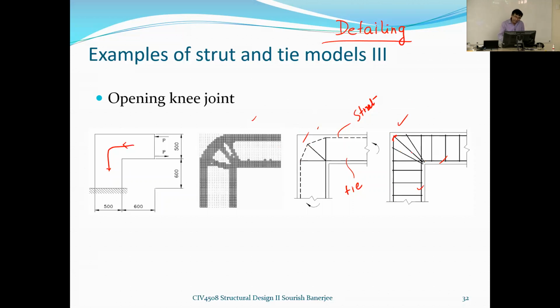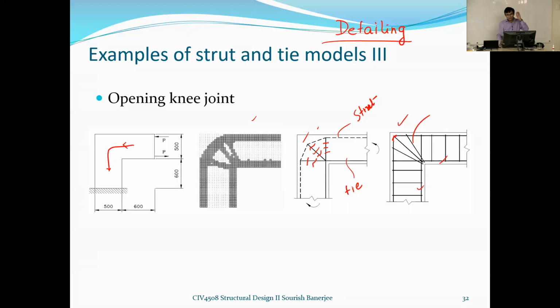And then you have these additional members. What are these additional members? These are additional members corresponding to these ties. Why have you provided them like that? Because if you do not provide them, you'll have tensile cracks in all those regions because you are pulling like this. So there will be cracks in this region.